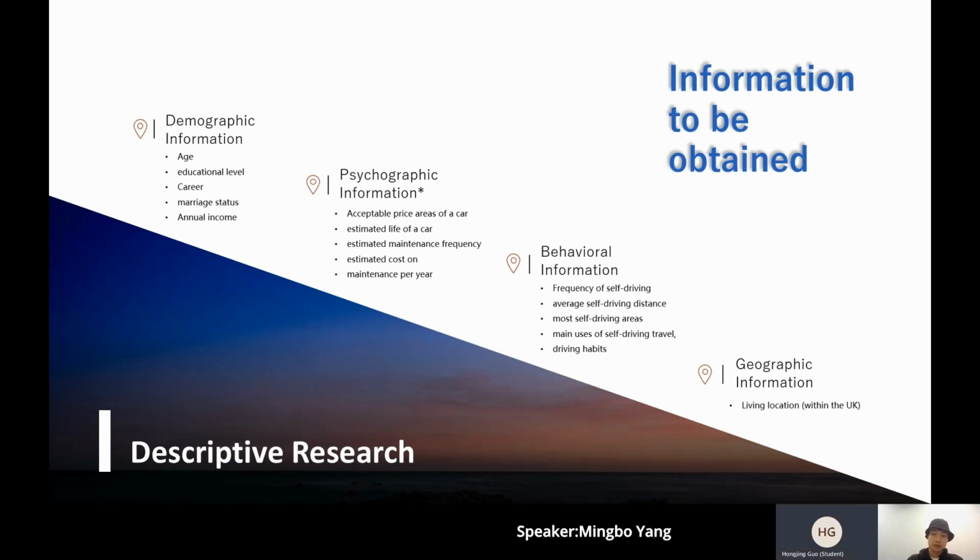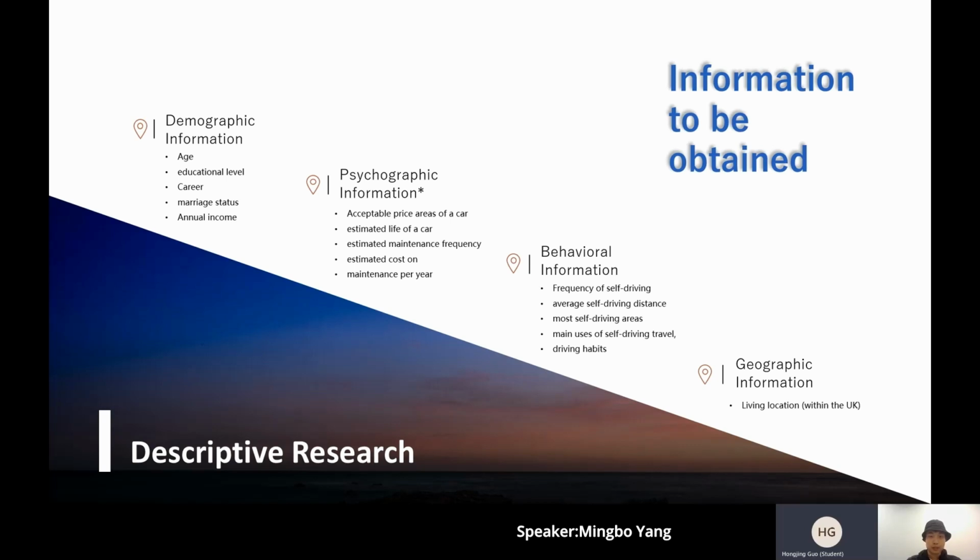The objective of the questionnaire survey is to collect all the information needed for the solution of all research questions and to test all hypotheses, which includes demographic, geographic, behavioral, and psychographic information. So in terms of demographic information, the age, educational level, career, marriage status, and income are the basic elements. The only element of geographic information is the living location within the UK. For other elements, you can see the slide.